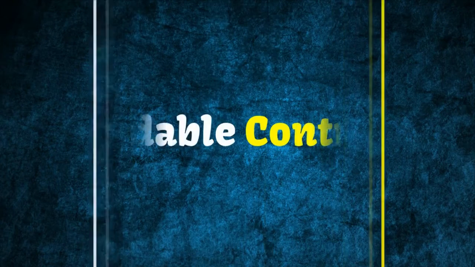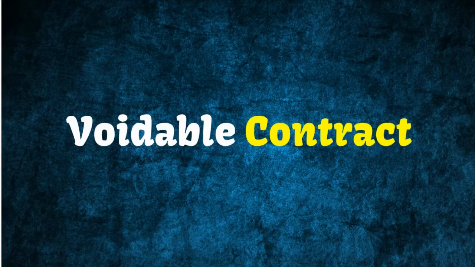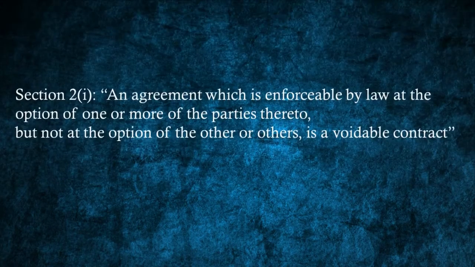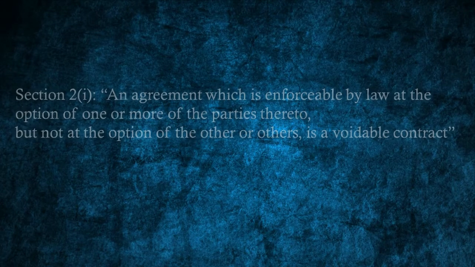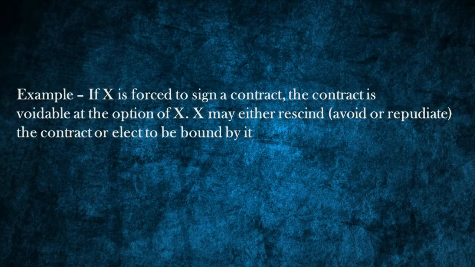Indian Contract Act defines voidable contract as an agreement which is enforceable by law at the option of one or more of the parties thereto, but not at the option of the other or others. For example, if X is forced to sign a contract, the contract is voidable at the option of X. X may either rescind, avoid or repudiate the contract or elect to be bound by it. A voidable contract continues to be good until it is avoided by the party entitled to do so. The various circumstances in which a contract is voidable are depicted by the following chart.